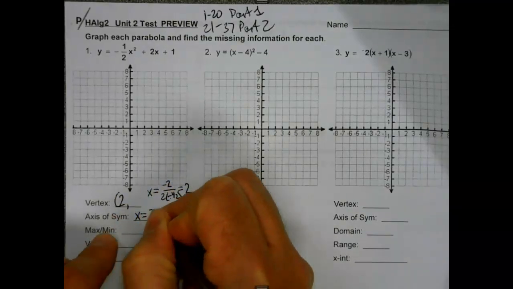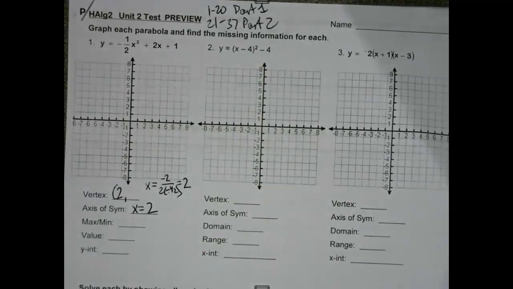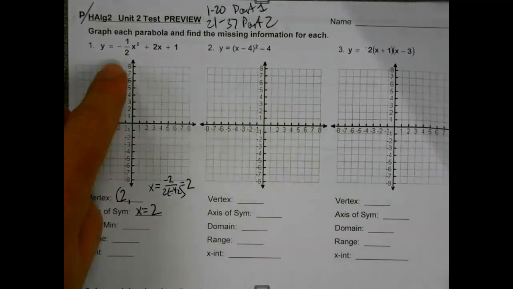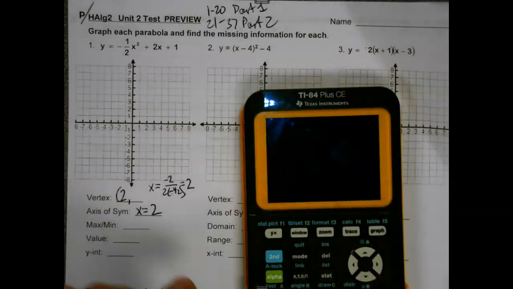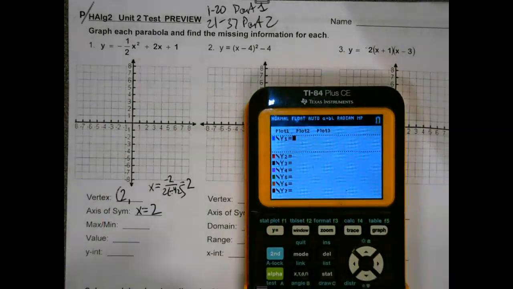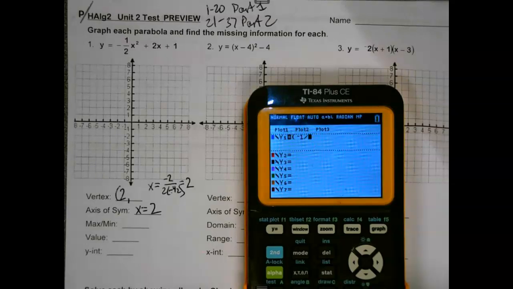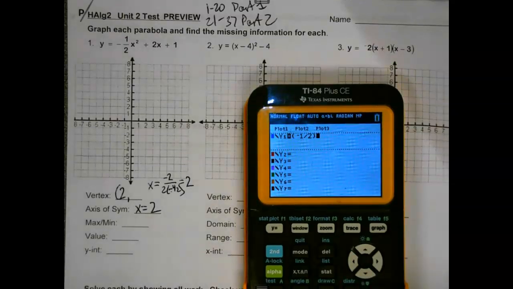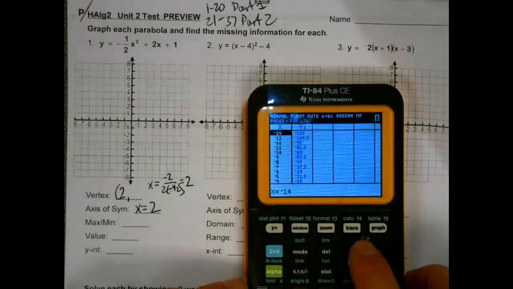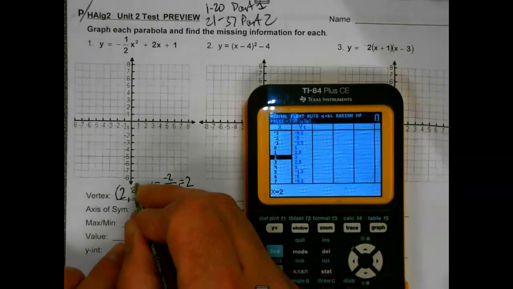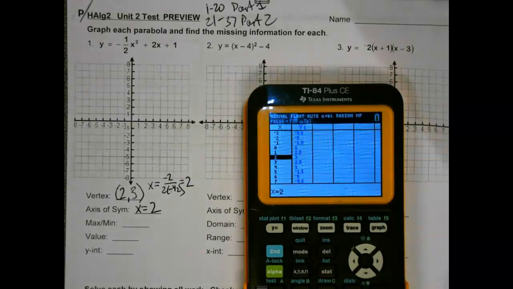That got me a couple bits of info. Now at this point, especially since that A value is a fraction, maybe I go to the calculator? Probably not a terrible idea. Remember, if you're doing the fraction, you need to put it in parentheses. So let's chart this up and hope that when we get 2 in the middle, we are seeing symmetry. And we do. Hallelujah. That's an easy way to get my vertex value.